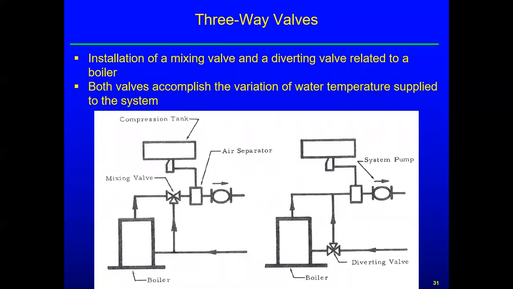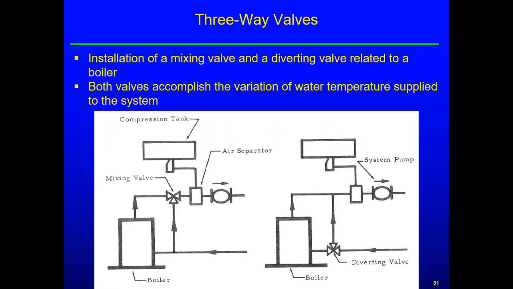Okay, installation of mixing valve, diverting valve related to a boiler. So you can put them on either side. So we see the mixing valve is on the discharge side, which I think would be my choice, because again, any air brought out of solution based on the pressure drop of the valve would go directly into the air separator and get pulled out, get controlled.